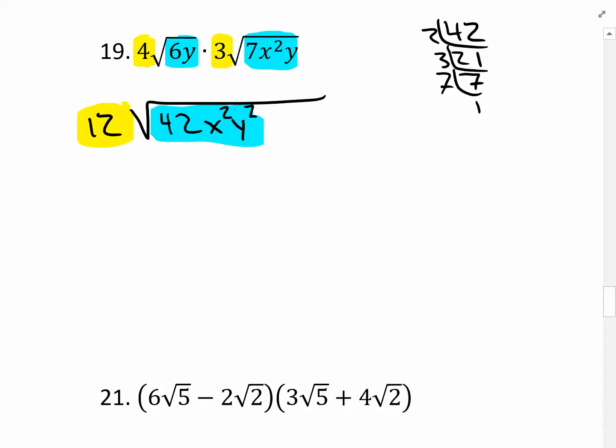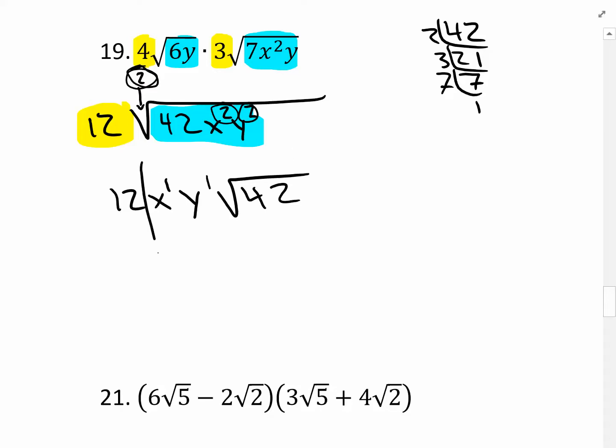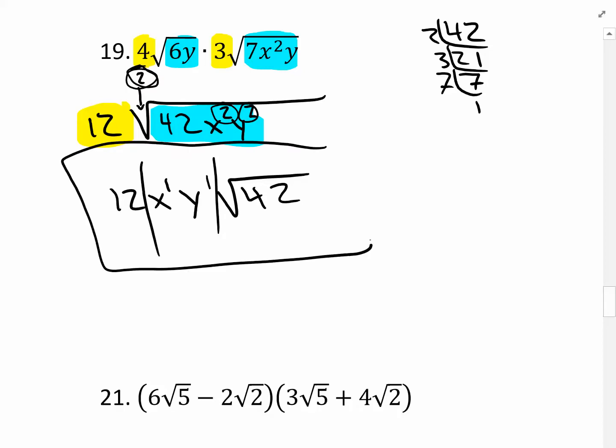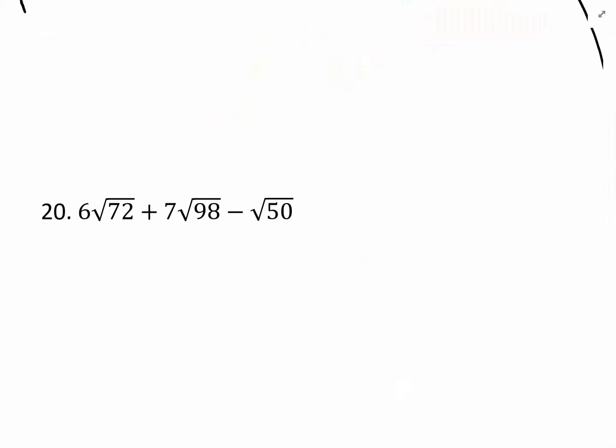Now for the x's, remember there's an invisible 2 in this corner. That means we're doing 2 divided by 2 is 1. So I have 12x y to the power 2 divided by 2 is 1. And then all that's left in the radical is the 42. I'm almost done. Do you know what's missing? Absolute value bars. Because it was even to odd. That one's done.